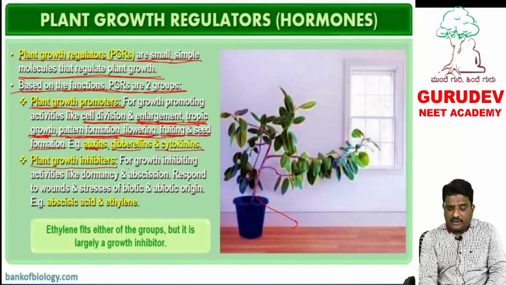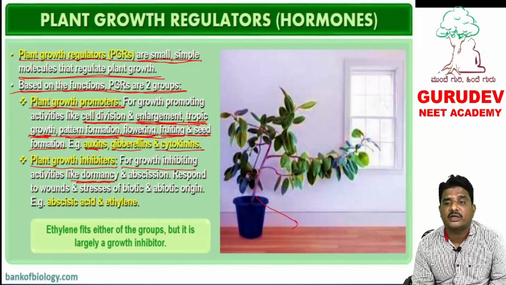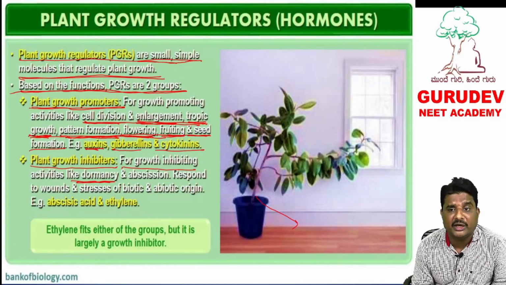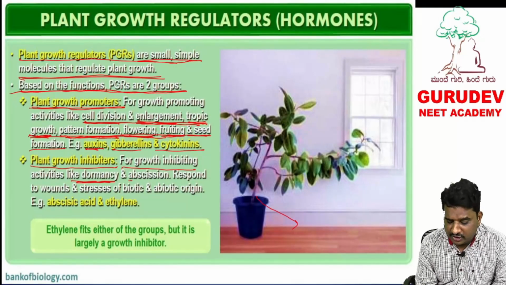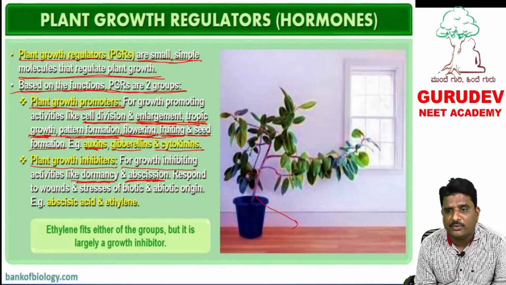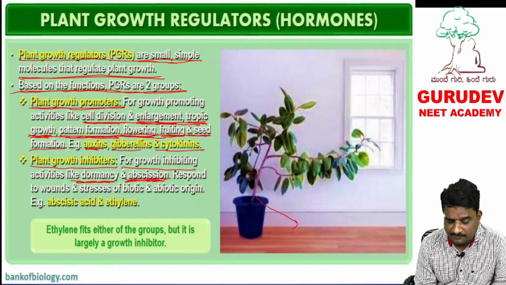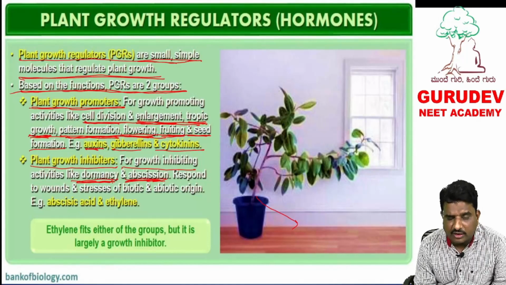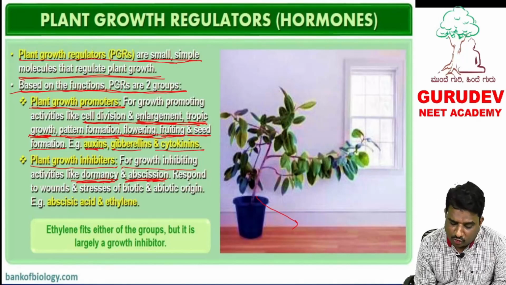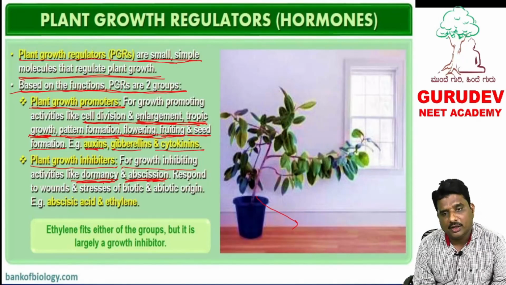Growth inhibiting activity means growth stopping activities like seed dormancy. Seed dormancy means the seed never germinates. The seed will undergo a resting period. That is called seed dormancy. And what is abscission? Abscission means falling of leaves, flowers, fruits, etc. That is called abscission. So seed dormancy means resting period. The seed never grows, never germinates. That means growth stop, growth inhibiting.